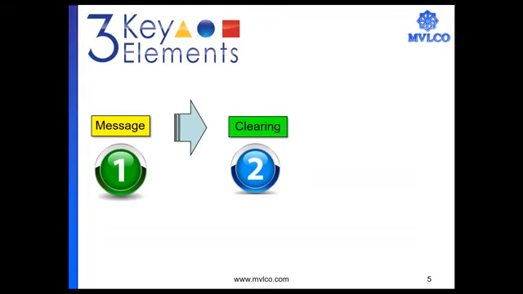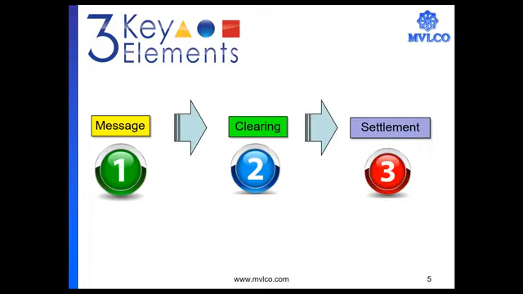I'm going to use the word obligation to speak about the calculation of money to be paid by one bank to the other bank. And the last element is the settlement. Settlement is when the beneficiary gets credited. To summarize, on this slide, we have three key elements of any payment: the message, then the clearing, if the message is moving outside that particular bank, and the third one is the settlement.